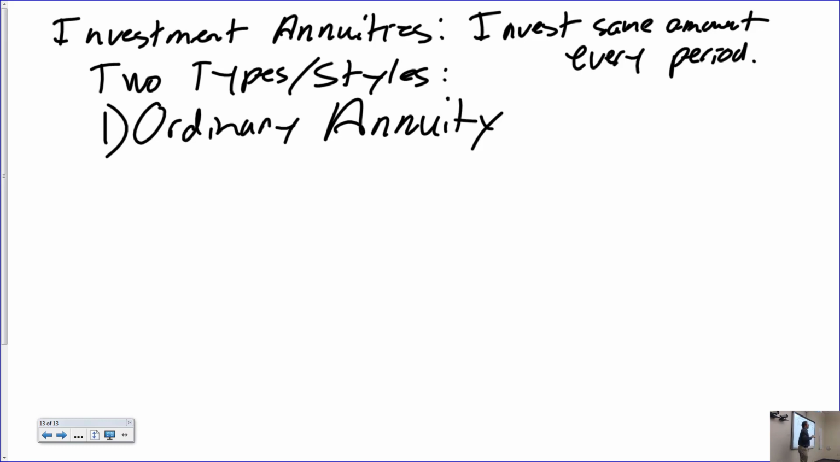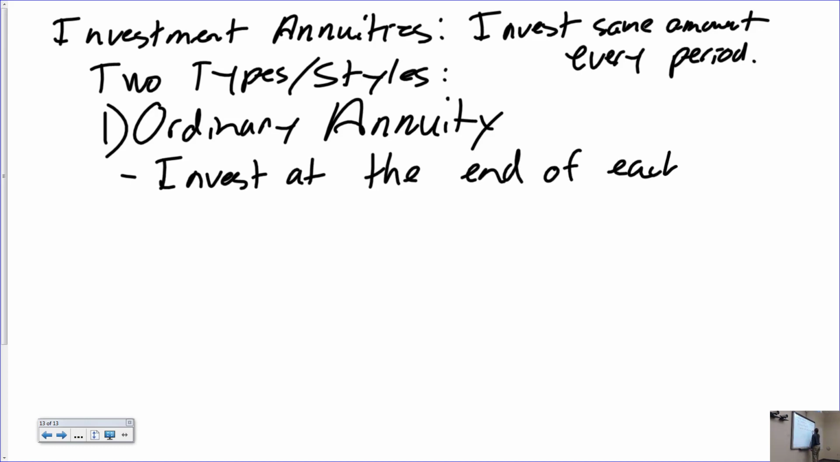So the two types of annuities when you're investing: the first type is the ordinary annuity, and with this type of annuity, folks, you invest at the end of each period. It's called ordinary because ordinarily, in order for us to invest any money into an annuity, we actually have to work and then get paid. Then when we get paid, we take some of our money and put it into our annuity. That's the way most of us work.